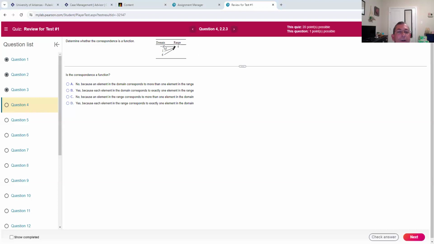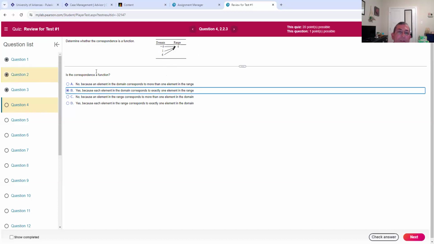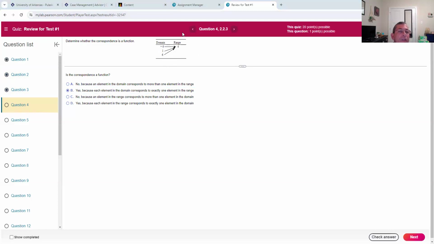This is definitely a function. All these x values only have one y value. So we would say yes, because each element in the domain corresponds to exactly one element in the range. Now watch out, they sort of like to make that in backwards and do the range versus the domain, and then they'll switch it and do the domain for the range. So just be careful. We need the one that says each element in the domain corresponds to one element in the range. All right, y'all, so then you would click next.